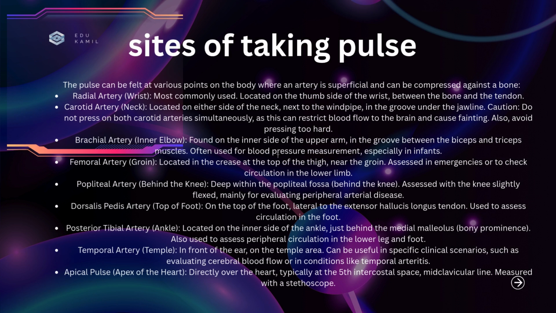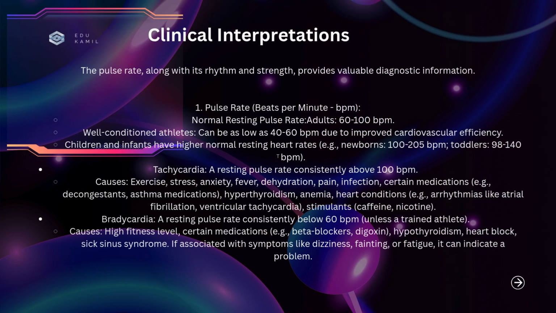Temporal artery, temple, in front of the ear, on the temple area. Can be useful in specific clinical scenarios, such as evaluating cerebral blood flow or in conditions like temporal arteritis. Apical pulse, apex of the heart, directly over the heart, typically at the fifth intercostal space, midclavicular line. Measured with a stethoscope. Clinical interpretations.